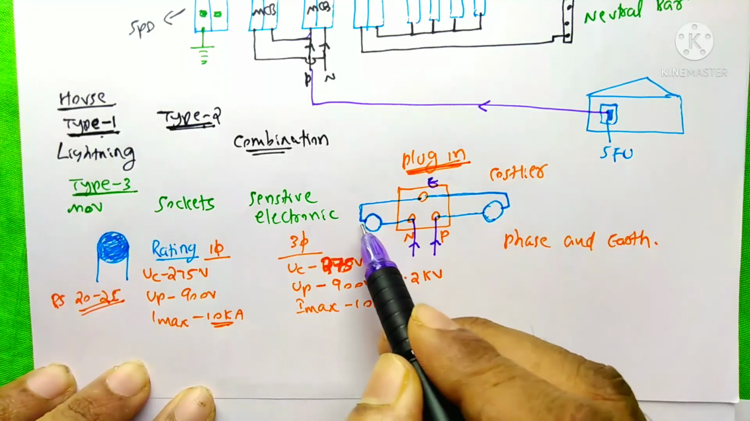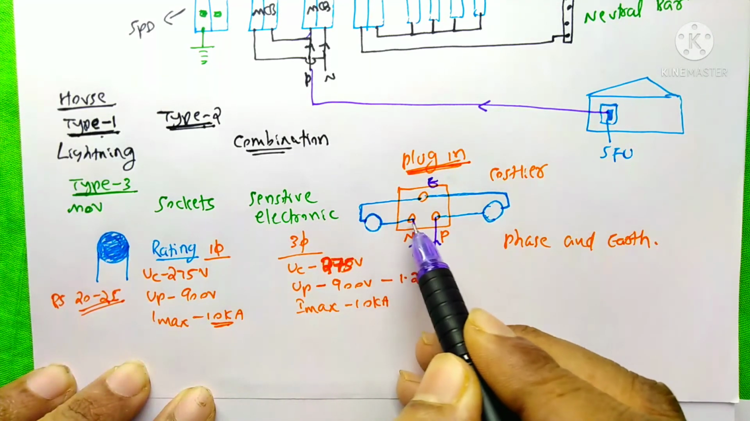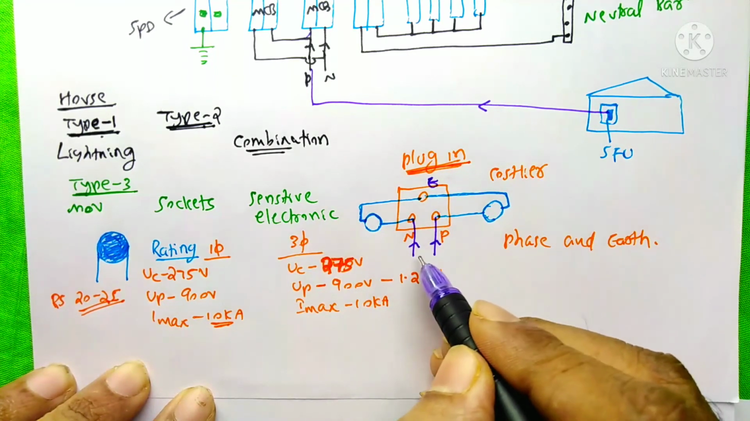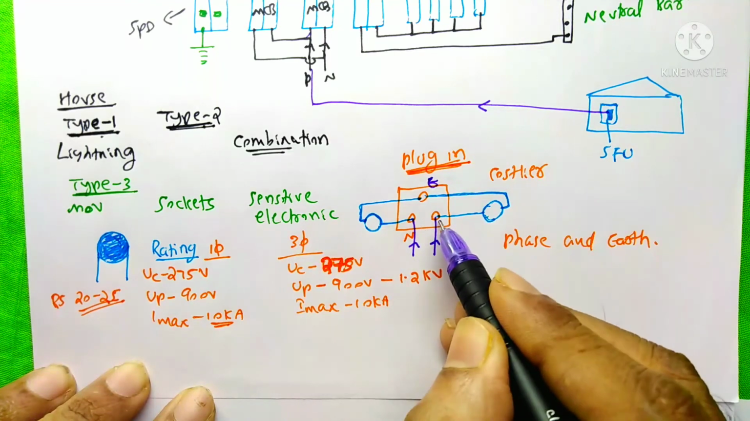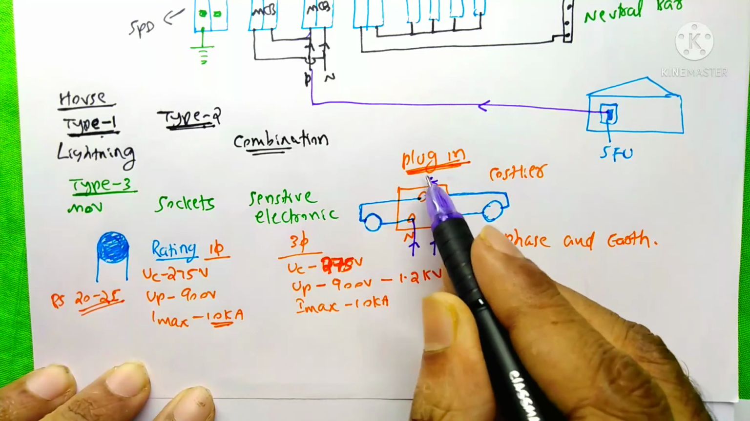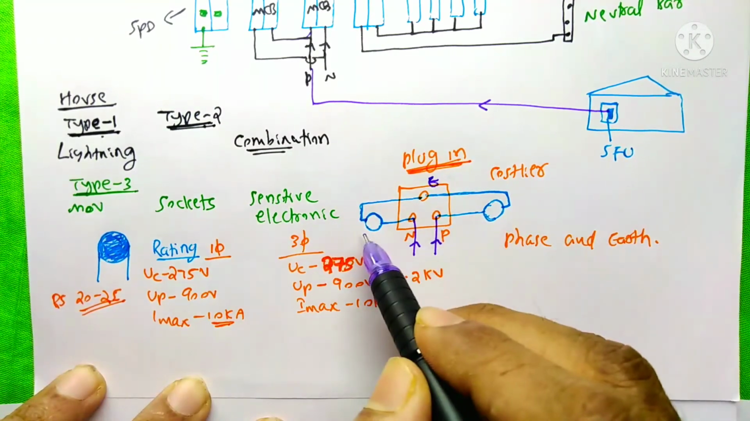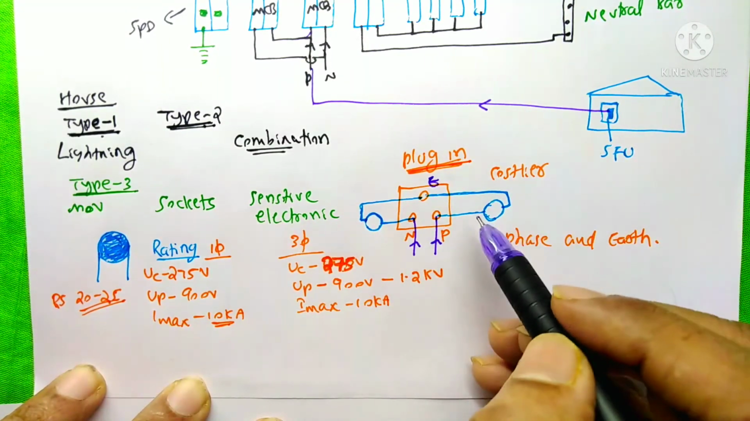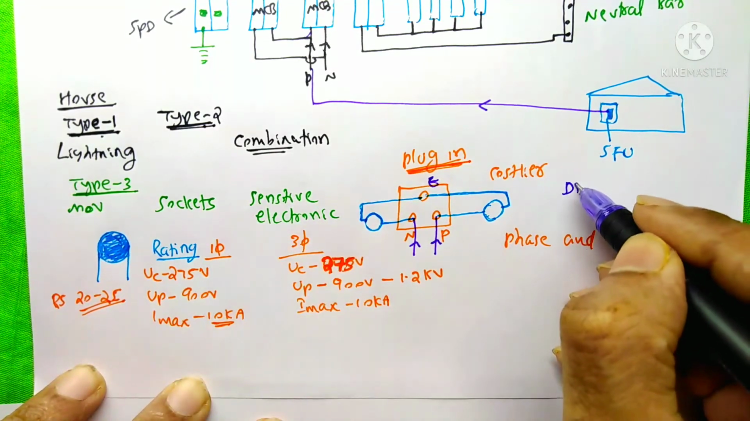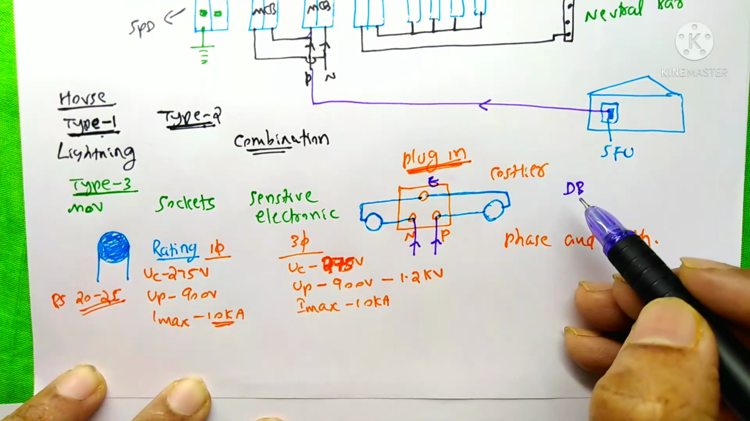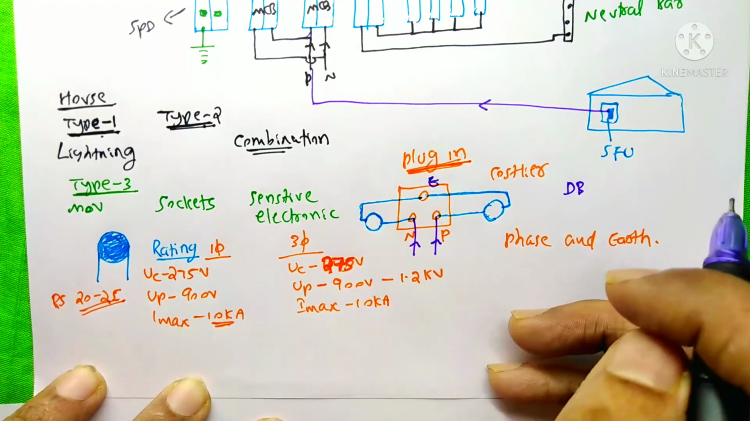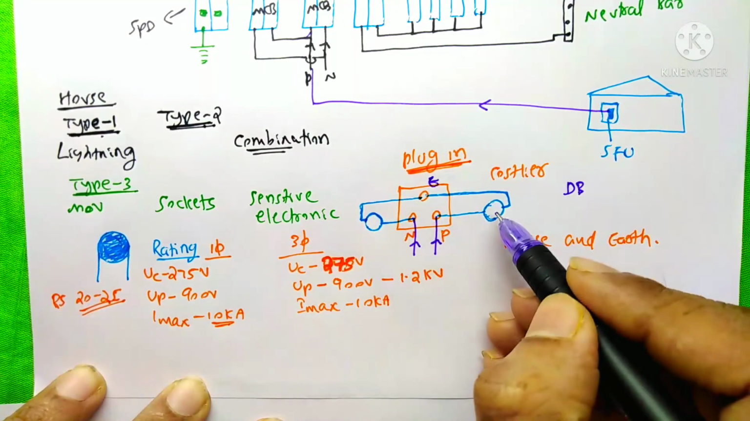Just like that, take another MOV and connect one terminal to the neutral and the other terminal to the earth. Whenever a surge appears on this neutral or phase, it will go directly to this MOV and be directed towards the earth. Suppose during any surge, any of these MOVs is damaged, at that time the ELCB or the MCB of your distribution board will trip. At that time you need to understand it might be because of damage to this MOV, so open this wall socket and replace it.